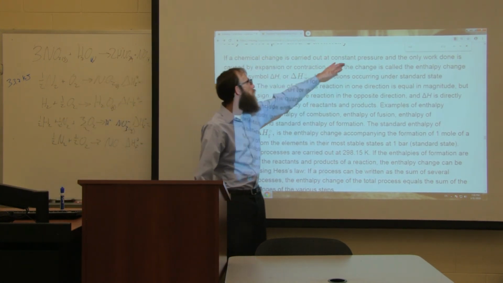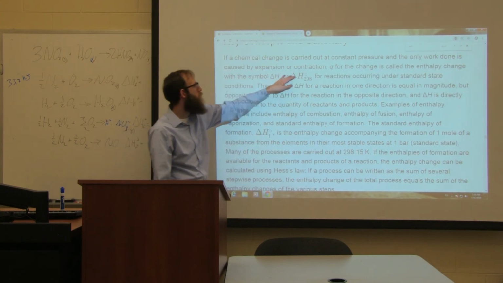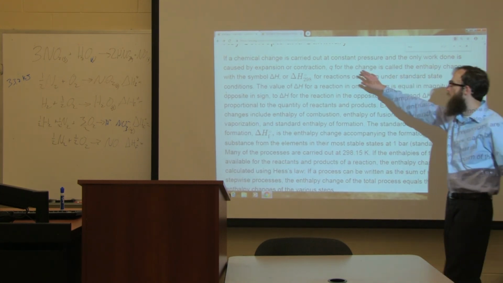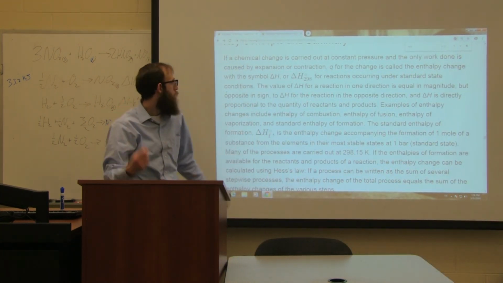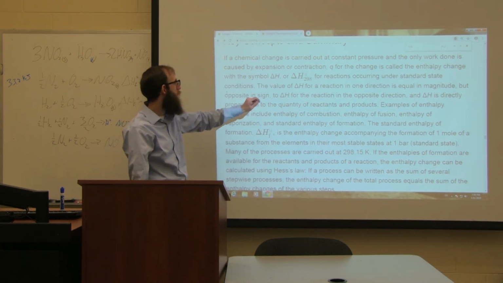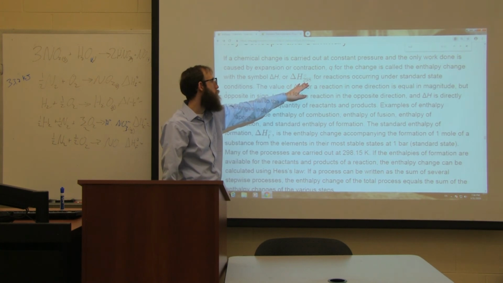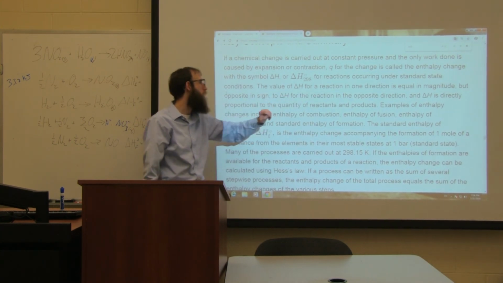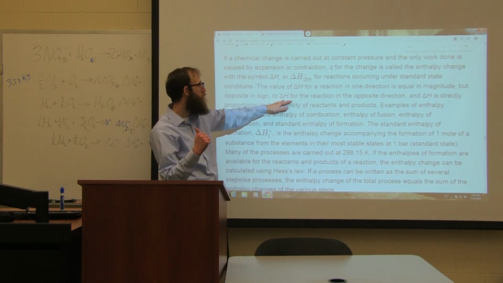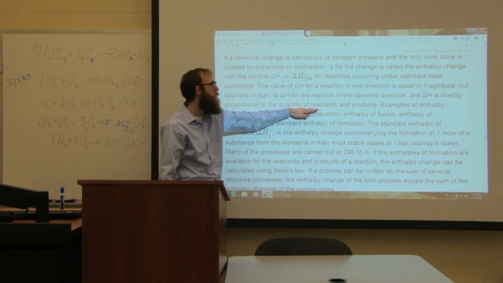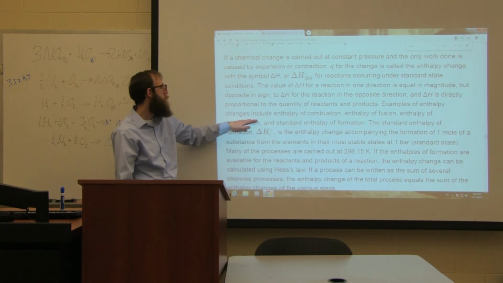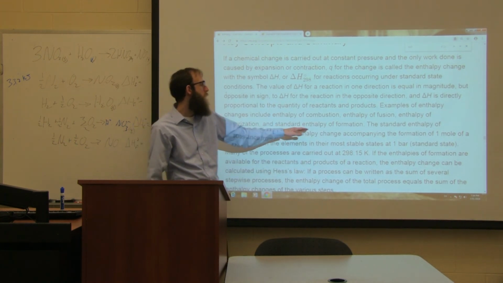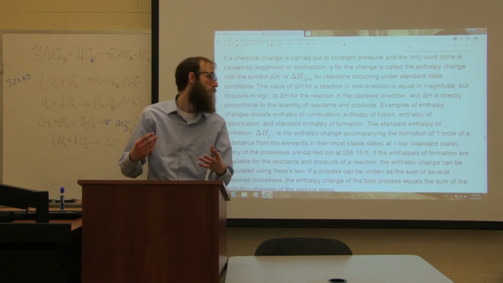If a chemical change is carried out at constant pressure, and the only work done is caused by expansion or contraction, then Q is called the enthalpy change. The heat change is the enthalpy, right? Call it delta H. For standard conditions at 1 bar of pressure and 298.15 Kelvin, we would write it as this. The value for a reaction in one direction is equal in magnitude but opposite in sign for the reverse reaction. Delta H is directly proportional to the amount. It's extensive, right? Examples of enthalpy changes include enthalpy of combustion, enthalpy of fusion, enthalpy of vaporization, and the standard enthalpy of formation. So physical and chemical changes.